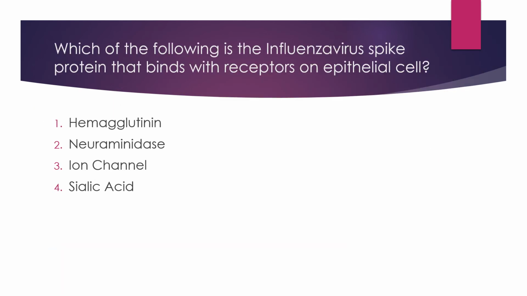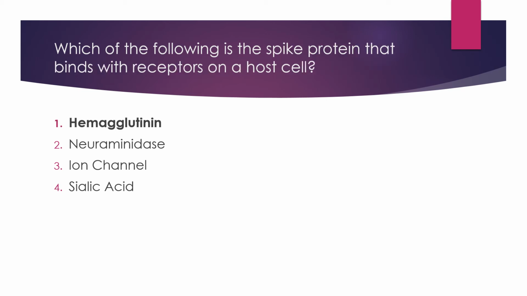That was a lot of information. Let's check in and see what you remember. Which of the following is the influenza virus's spike protein that binds with receptors on host epithelial cells? Is that hemagglutinin, neuraminidase, ion channel, or sialic acid? Hemagglutinin, of course. Hemagglutinin is the spike protein, and it gets its name from its ability to make red blood cells stick together, or agglutinate.